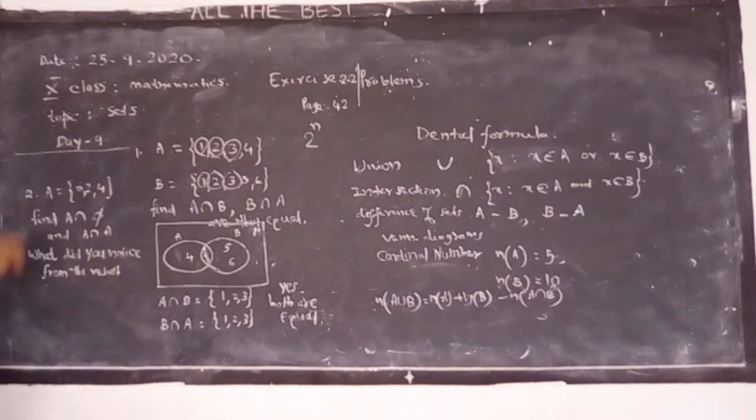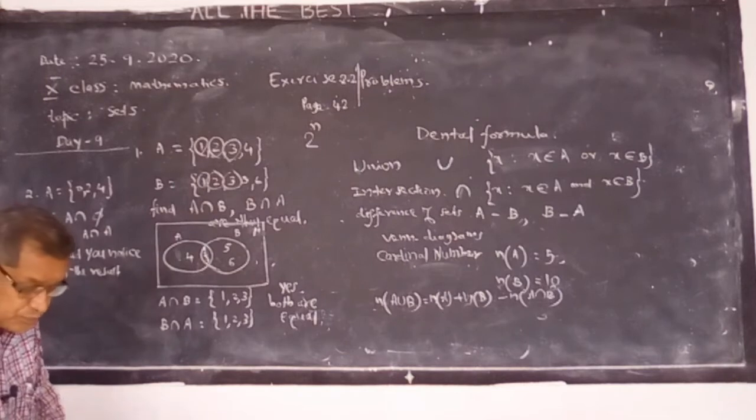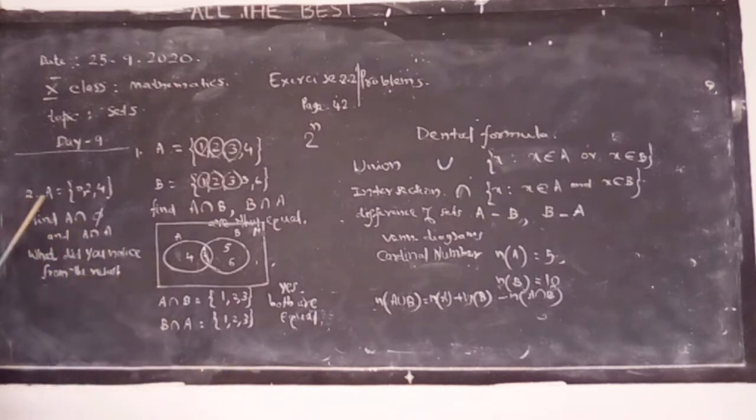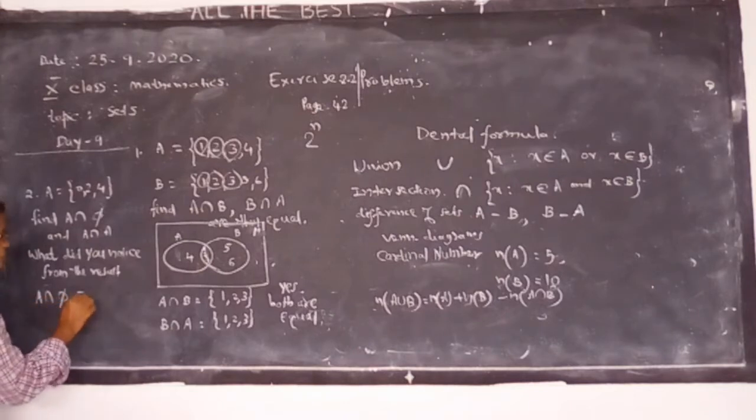Now, this is the second question. So what is given here? A has the elements 0 to 4, and another set is the null set, the empty set. Empty set means no elements, no common elements. Another set B doesn't have any elements, given as the null set. So A intersection null set is equal to null set.